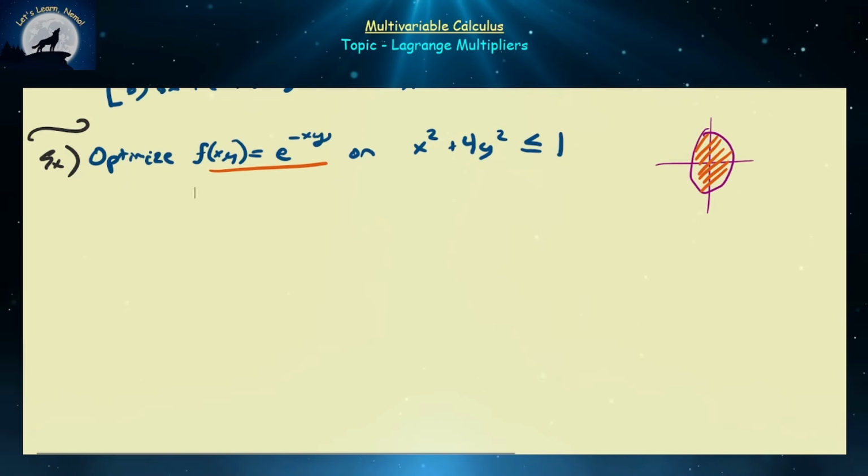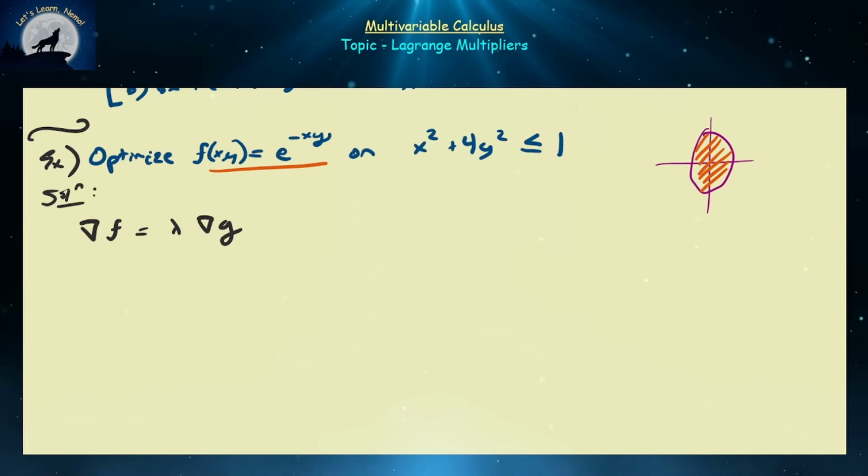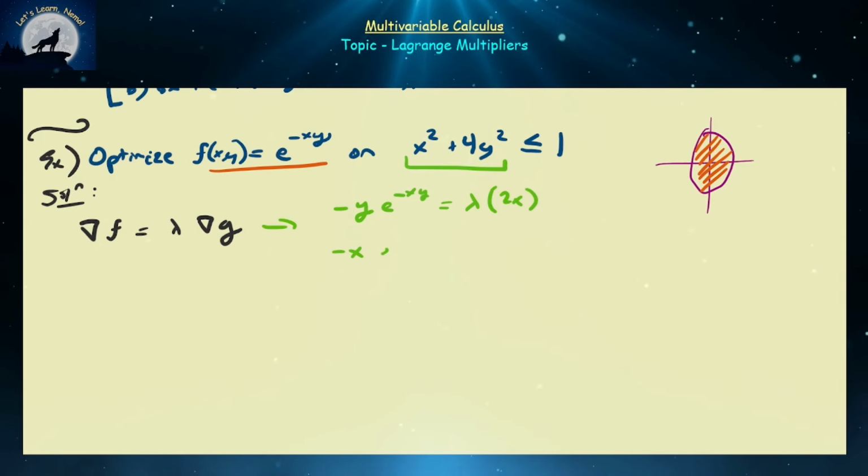So let's first off find the Lagrange multipliers if we can. So what we want to do is solve the gradient of f is equal to lambda times the gradient of g. So when we do that, what do we get? So what is the gradient of f? Taking the derivative with respect to x, y is going to come down, and keep in mind there's a negative sign as well. So we're going to have minus y e to the minus xy is equal to lambda times the derivative of g with respect to x, that's going to be equal to 2x. And then we're going to have minus x e to the minus xy is equal to lambda times the partial derivative of g with respect to y, and that's going to be equal to 8y.